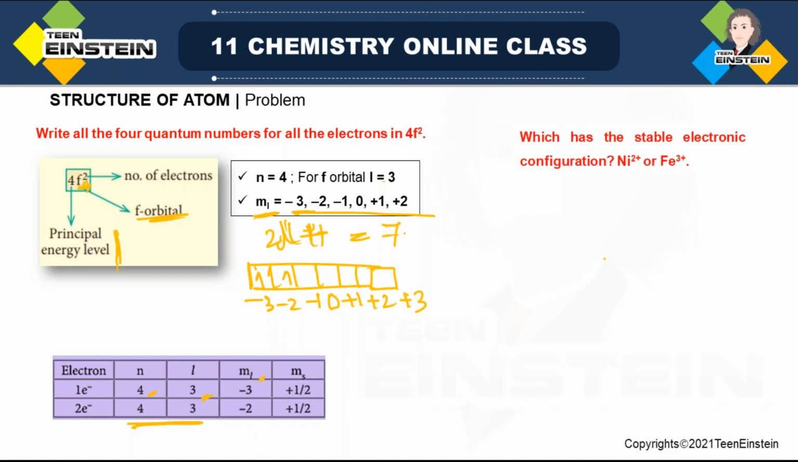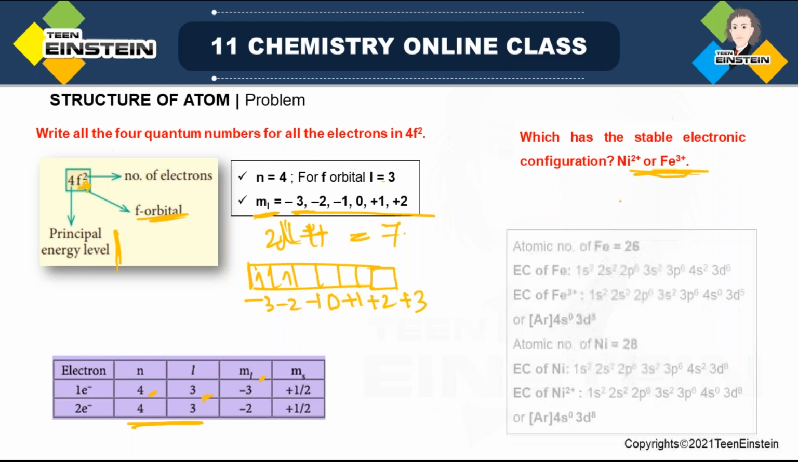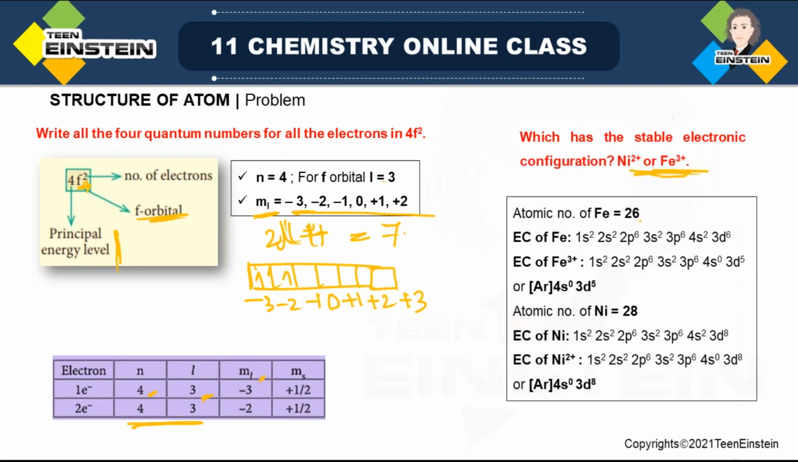Last question: which is the stable electronic configuration, Ni2+ or Fe3+? But for that you have to know, for the neutral nickel atom and neutral iron, the atomic number and the corresponding electronic configuration. For nickel it is 28, for iron it is 26. So for iron with atomic number 26, it is up to argon, then 4s2 3d6. But when it is Fe3+, 3 electrons are lost. First the electrons are lost from 4s, that means it is 4s0 now. One more electron will be lost from 3d. So this is the configuration for Fe3+.